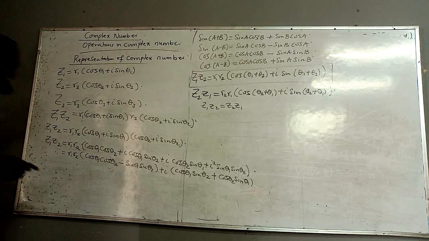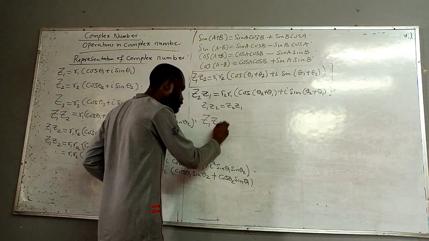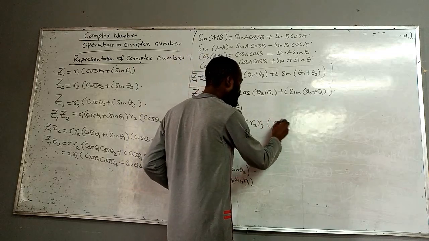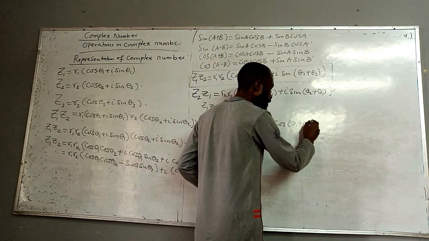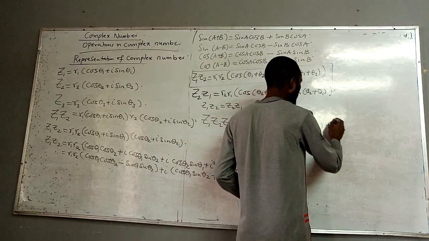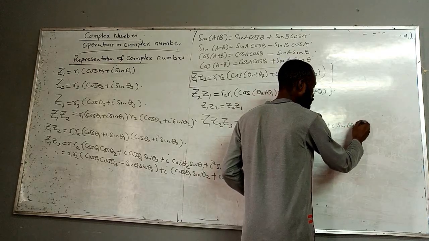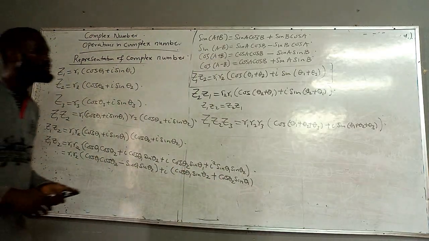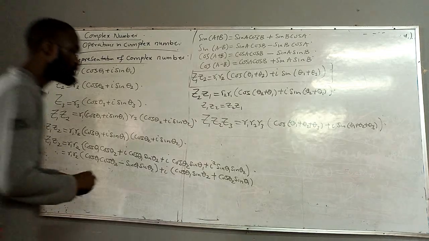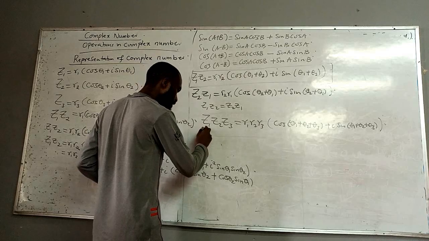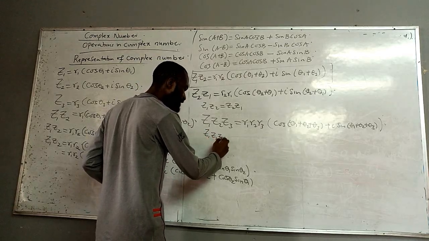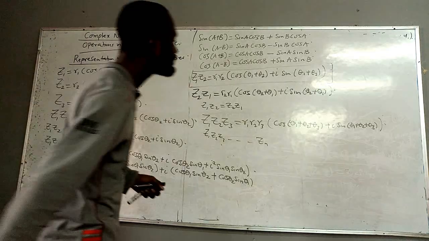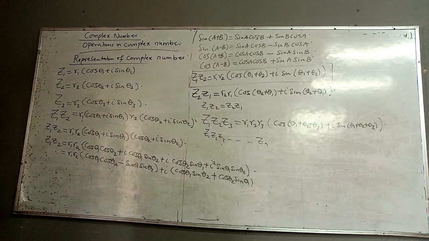What if I'm multiplying 3? It's still the same thing. z1 z2 z3 gives r1 r2 r3 into cos(theta 1 plus theta 2 plus theta 3) plus I sin(theta 1 plus theta 2 plus theta 3). If I'm multiplying 100, it will still give me the same thing. From here, we can conclude that z1 z2 z3 up to zn also works the same way, summing the angles. Now, that is how to multiply the polar form of the complex number.